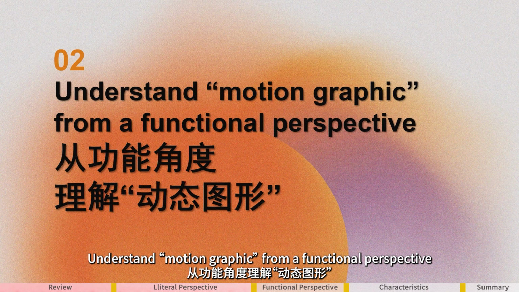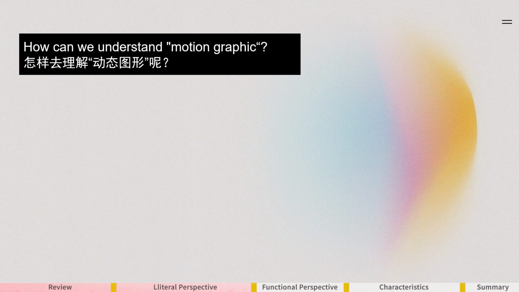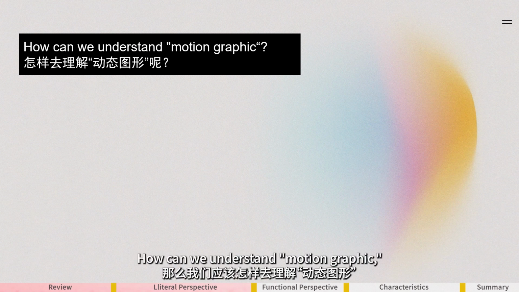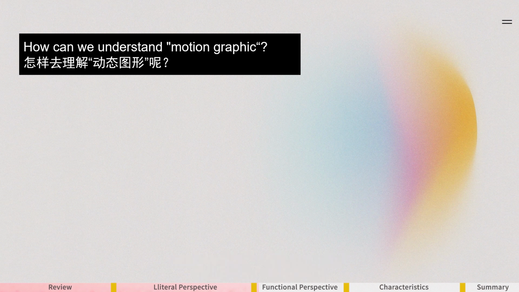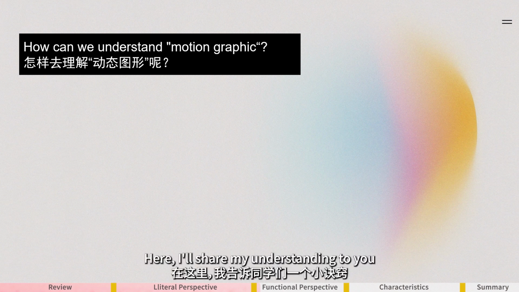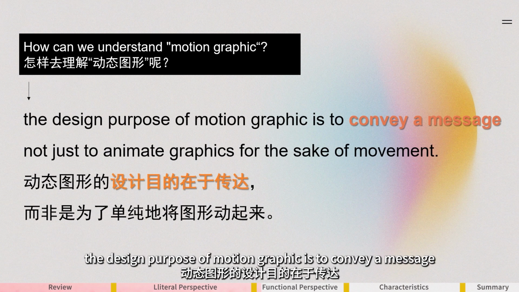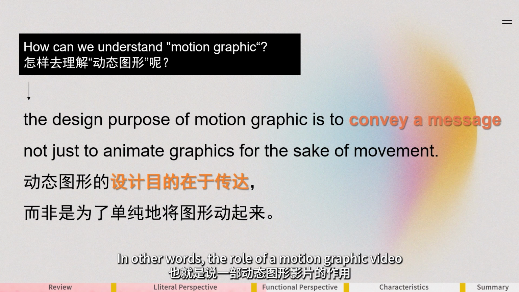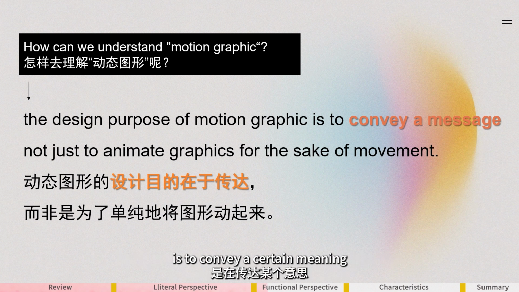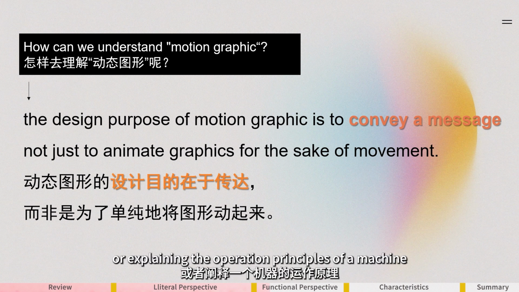Understanding motion graphic from a functional perspective. How can we understand motion graphic, or what kind of animation can be called motion graphic? Here I'll share my understanding with you. The design purpose of motion graphic is to convey a message, not just to animate graphics for the sake of movement. In other words, the role of a motion graphic video is to convey a certain meaning, such as conveying a concept or explaining the operation principles of a machine.